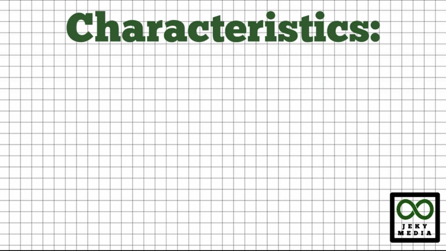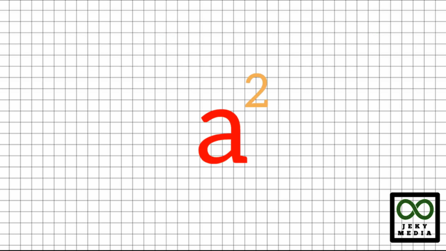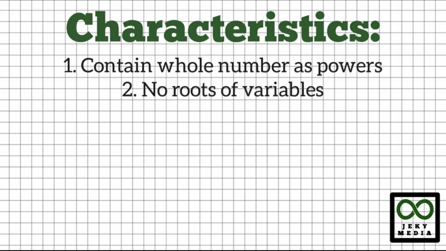Here are the characteristics to distinguish a polynomial from an algebraic expression. Number 1. It contains whole numbers as powers. Yep, a whole number could be 1, 2, 3, 5, 10, or 0. Yes, 0 is a whole number. Number 2. It contains no roots of a variable. Variables inside a cube root, as well as variables inside a square root, are not allowed.